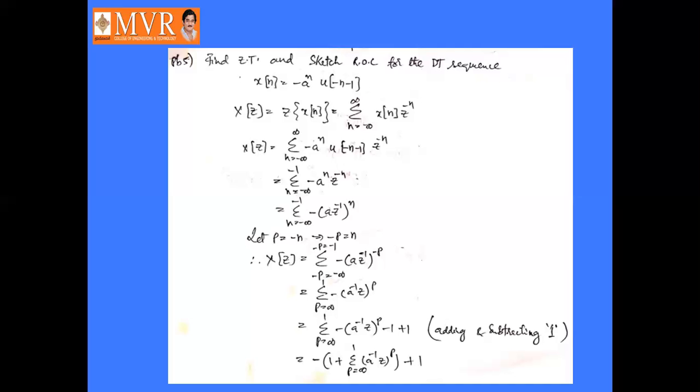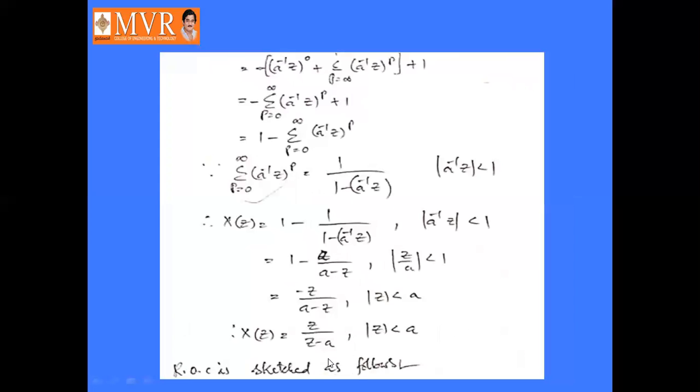Here we are adding and subtracting 1 for this expression. So it will become minus a power minus 1 into z, whole power p, minus 1 plus 1. Okay. So we can take minus as common: minus of 1 plus sigma p equal to infinity to 1 of a power minus 1 into z, whole power p. This one can be written as minus of a power minus 1 into z, whole power 0, plus sigma p equal to infinity to 1 of a power minus 1 into z, whole power p.